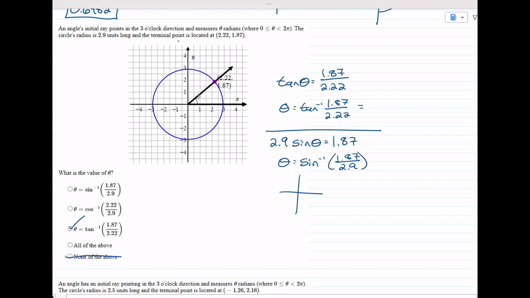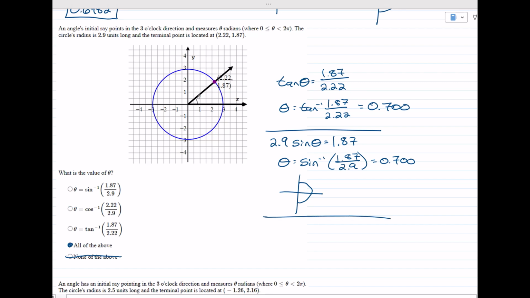Remember, inverse sine is defined from negative pi over 2 to pi over 2. So if we type this in, inverse sine of 1.87 divided by 2.9, I'm getting 0.700, which is exactly the same thing as what you would get with tangent. So it looks like these are correct. Cosine would be correct as well if we were to do that. So I'm just going to say that all of the answers are correct.